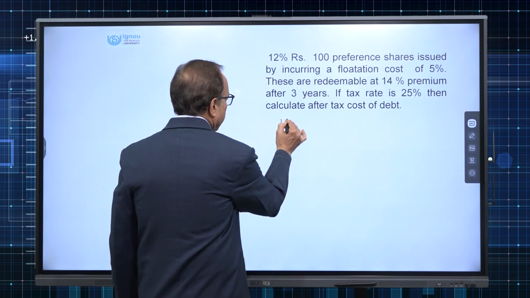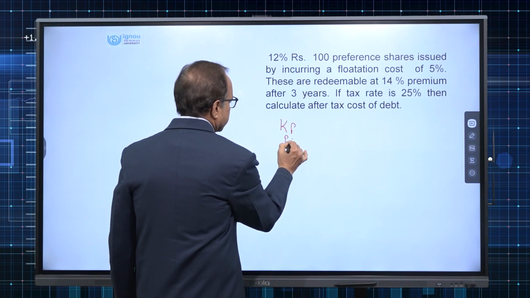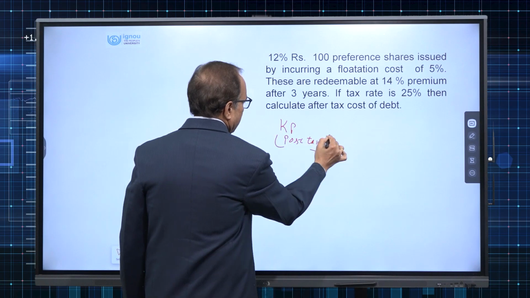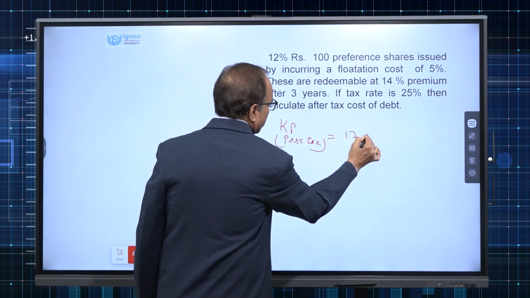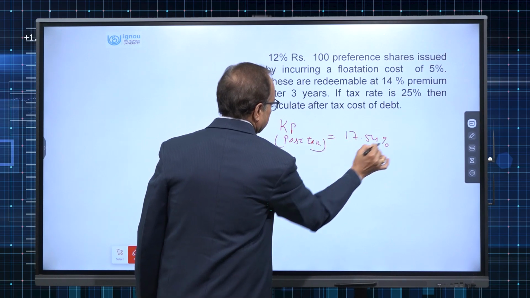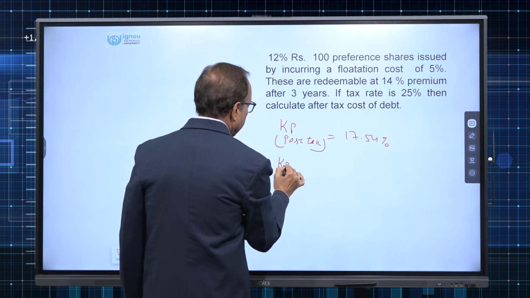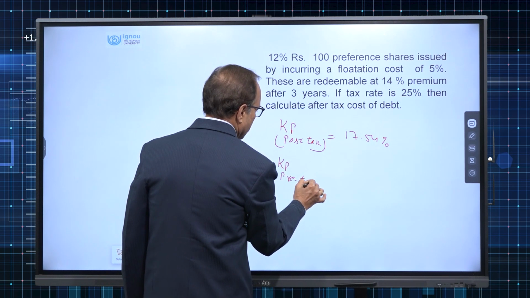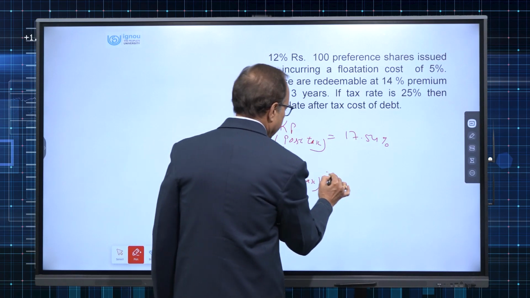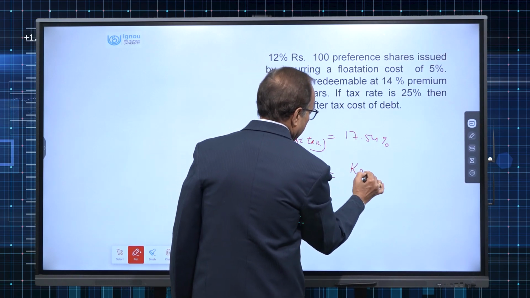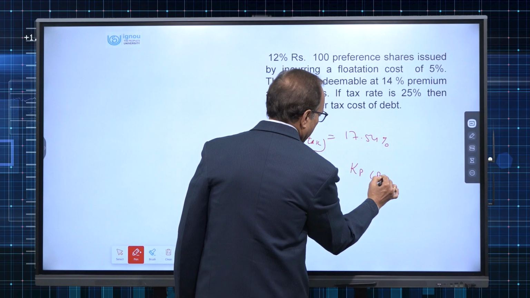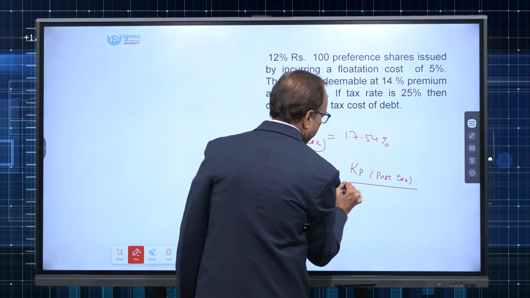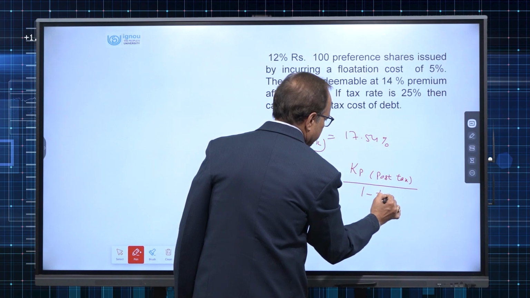So, our KP post-tax is 17.54%. Same KP can be converted into pre-tax, that is cost of preference can be converted into pre-tax. So, it will be KP post-tax divided by 1 minus TC.